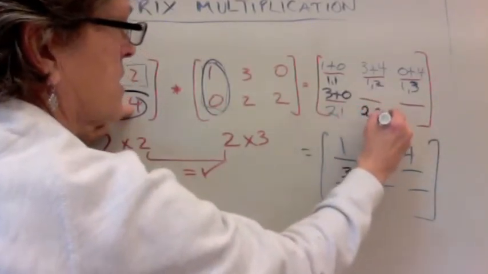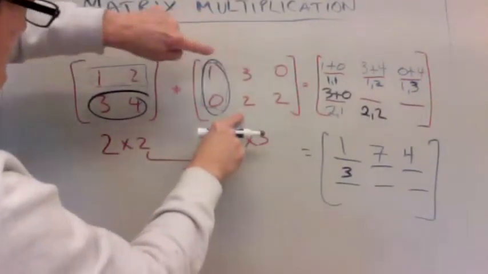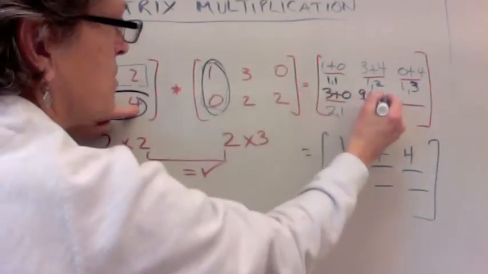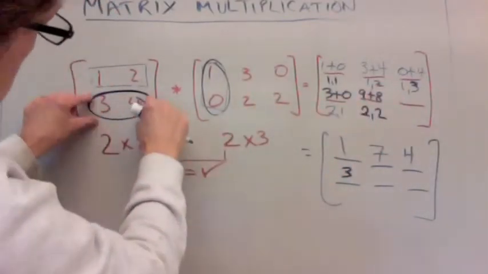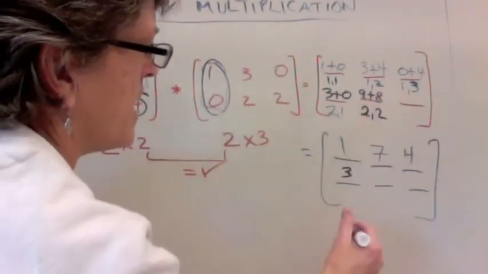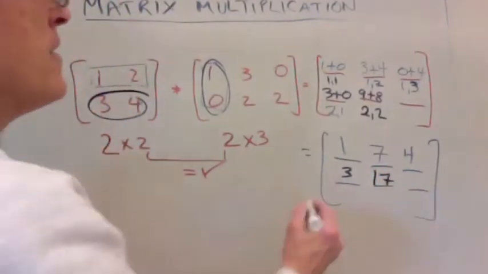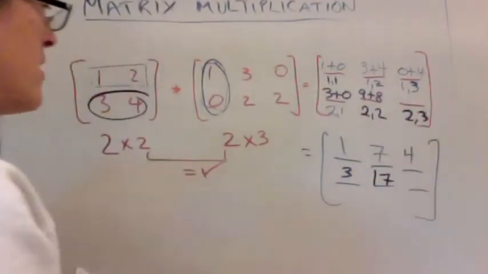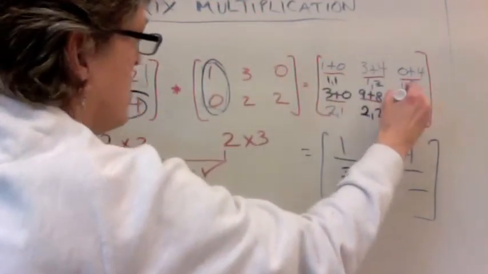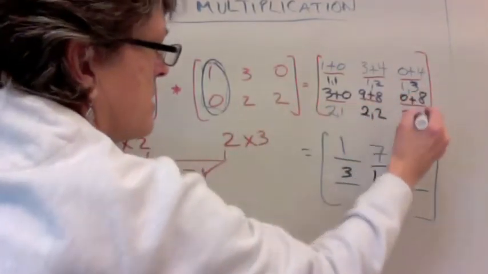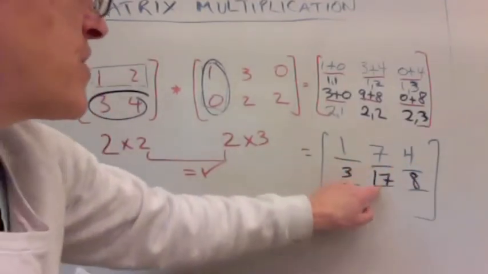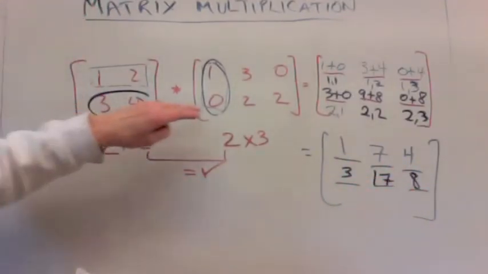Second row, second column. 3 times 3 is 9, plus 4 times 2 is 8. Second row times the second column. 9 and 8, 17. All right? And the second row, third column, 3 times 0 is 0, plus 4 times 2 is 8, which gives me an 8. So 1, 7, 4, 3, 17, 8 is the product of these two matrices.